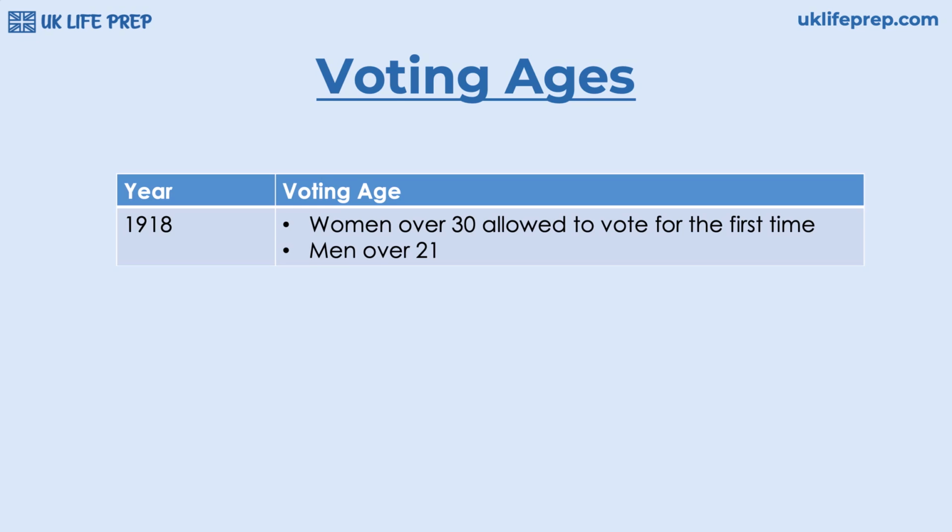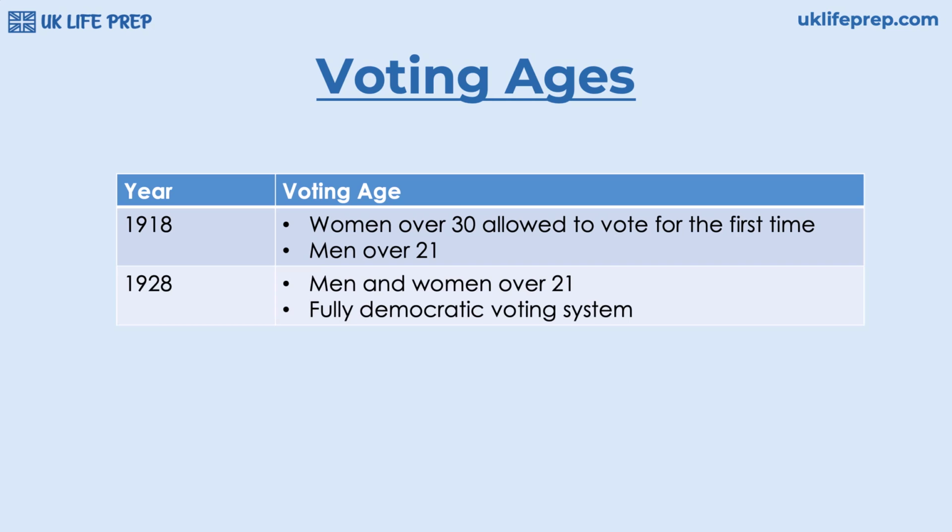The first date is 1918, where for the first time women over 30 are allowed to vote, while at the same time men over 21 can vote. In 1928, men and women over 21 can vote, and this establishes a fully democratic voting system, where both men and women can vote at the same age. And then in 1969, men and women over 18 can vote.